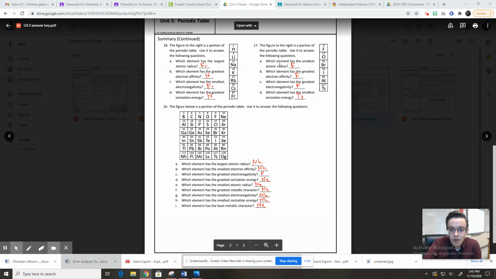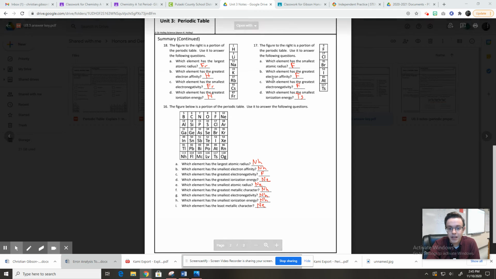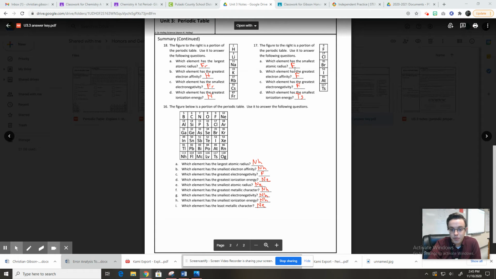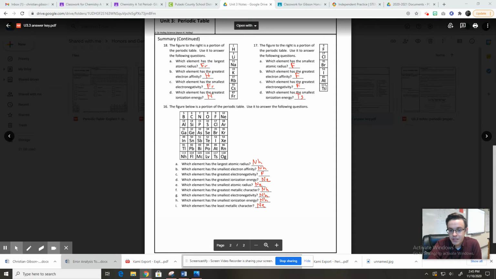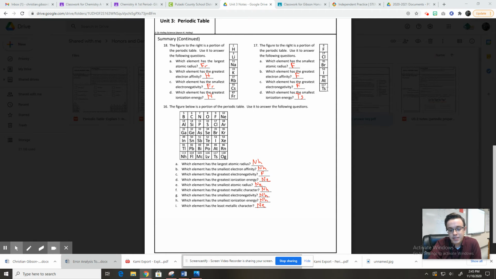Okay. Then over here, which element has the smallest atomic radius? Atomic radius increases as you go down, so the top one would be the smallest, fluorine. Electron affinity and electronegativity increase as you go up. So fluorine would have the greatest electron affinity and electronegativity. And then ionization energy also increases as you go up a group. So TS has the smallest ionization energy.